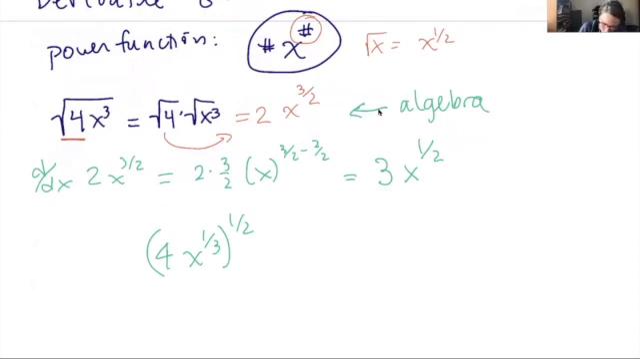This is a composition of functions. This is a 4 times x to the 1/3 stuffed inside a square root. We're going to learn about how to take the derivative of composition of functions tomorrow. Okay. Yeah, so is it wrong? Well, if you're going to use the power rule, you can't use the power rule at this stage. Okay, I see. Yeah. Thank you.